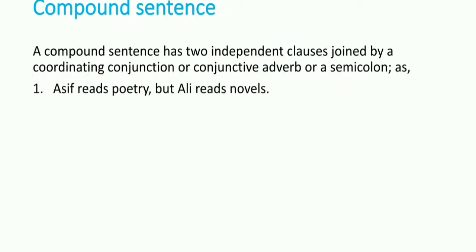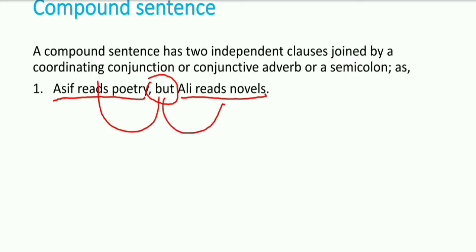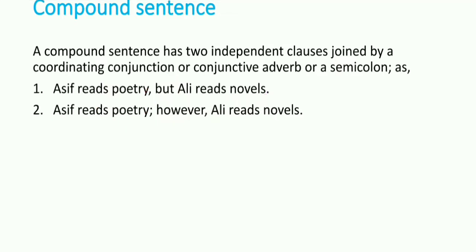"Asif reads poetry, but Ali reads novels." Here we have two clauses, and individually, if we write or speak them, "Asif reads poetry" gives complete sense and complete meaning. And if we say "Ali reads novels," it also has a complete meaning on its own. Now here we have a coordinating conjunction, that is "but." Both of the clauses are joined by the coordinating conjunction. That is why we may say that it is a compound sentence.